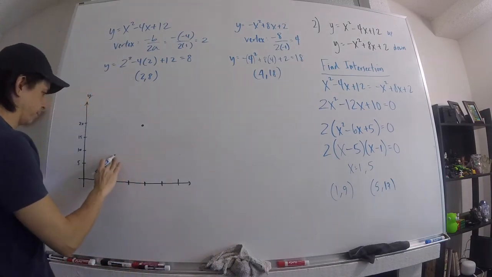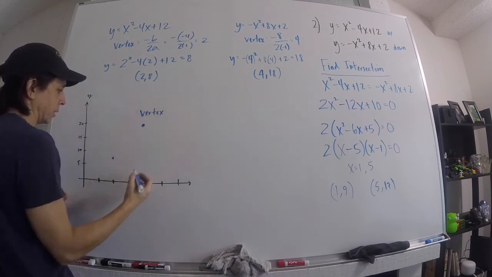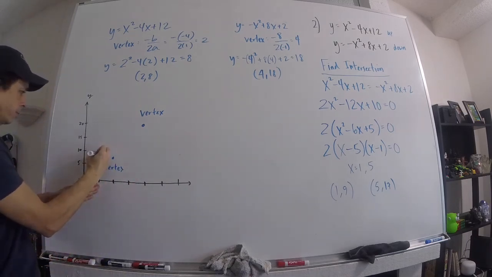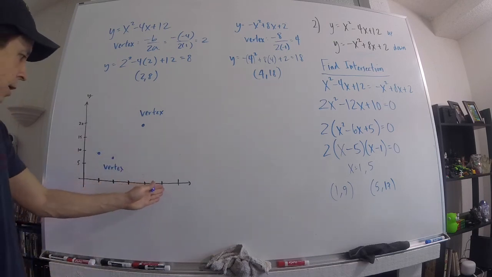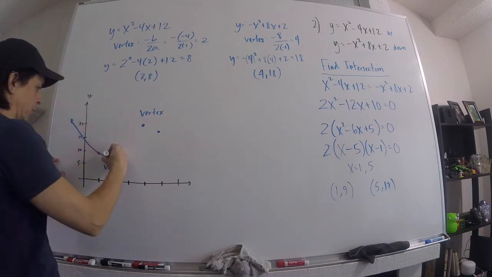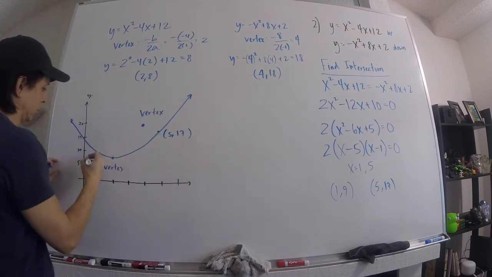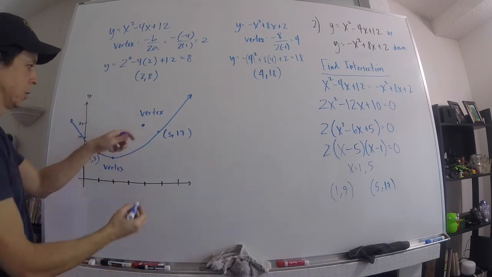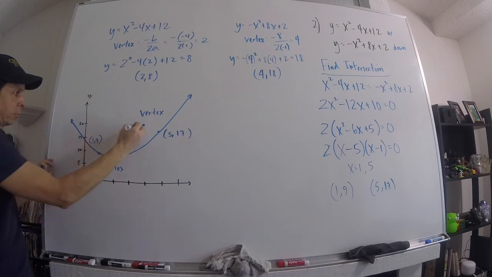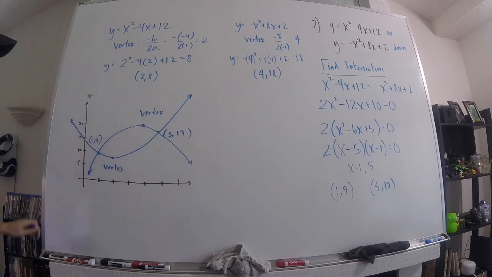So, let me see. That's a vertex of the downward one. That's another vertex. They'll intersect at 1, 9. And they'll intersect at 5, 17. Okay, so this parabola goes through the vertex and those two intersection points. And then the other parabola will intersect both of those as well.